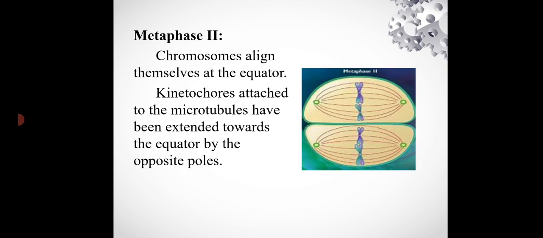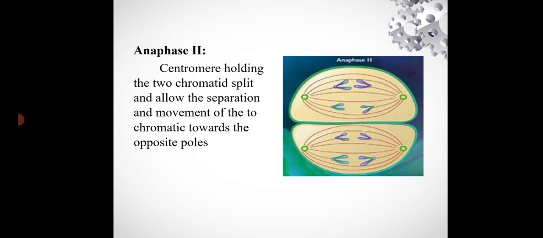Next, metaphase 2. Chromosomes align themselves at the equatorial plate. This is the metaphase plate. The kinetochores attached to the microtubules have been extended towards the equator by the opposite poles. Next, anaphase 2. The centromere holding the two chromatids splits and allows the separation and movement of the chromatids to the two opposite poles.